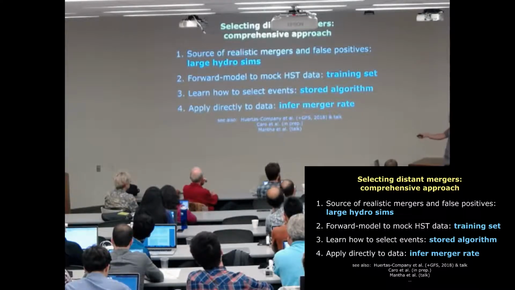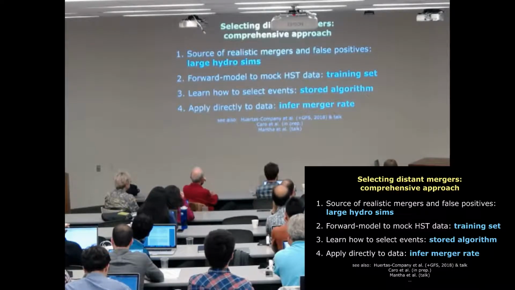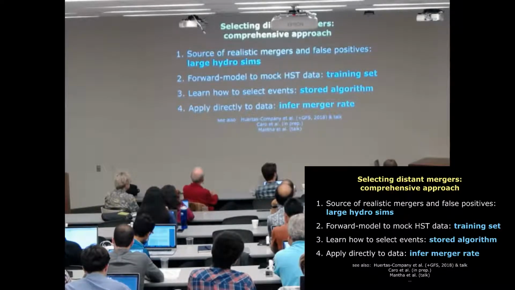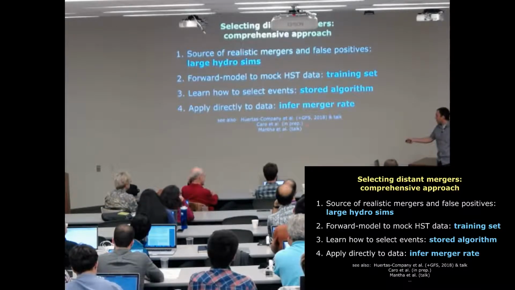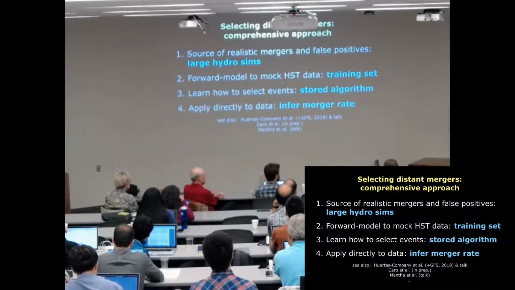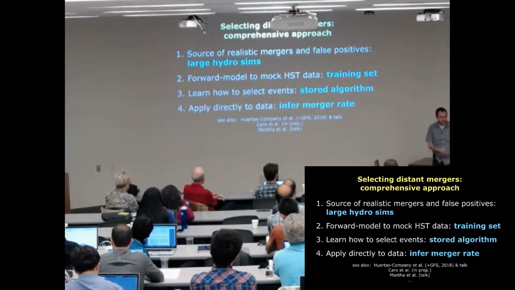And then the idea is to take this stored algorithm and apply it directly to data, and then infer the merger rate from the catalogs and images that we have from Hubble Space Telescope. There's a talk by Mark Huerta's company coming up, which uses the same procedure to look at blue nuggets. Fernando Caro is working on a very similar problem with the Horizon AGN simulation using slightly different techniques. And I know Kamaswara Mantha has thought about this a little bit for his tidal features work.